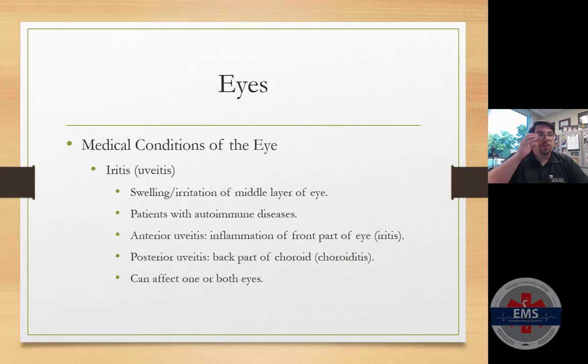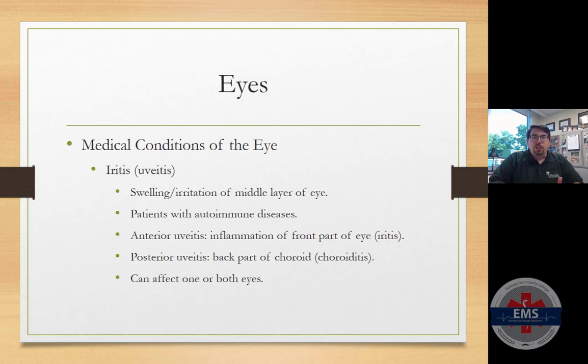Iritis is another one that we see. It's also called uveitis, and it is swelling and irritation of the middle layer of the eye, which consists of the iris. Uveitis is most often seen in patients with pre-existing autoimmune diseases like RA, or rheumatoid arthritis, and certain types of infections. It's also associated with other conditions like AIDS and things of that nature.